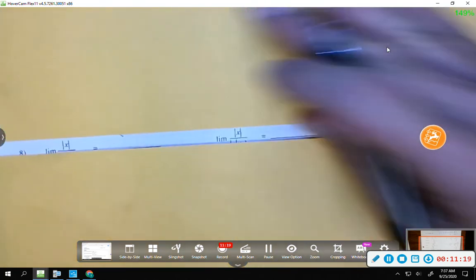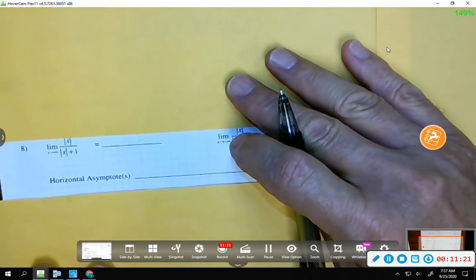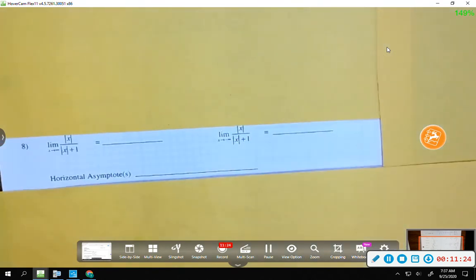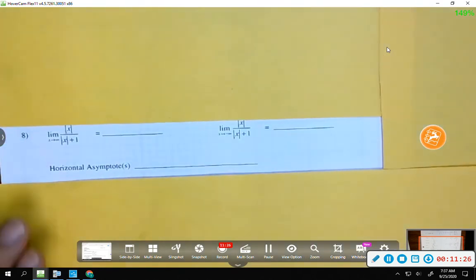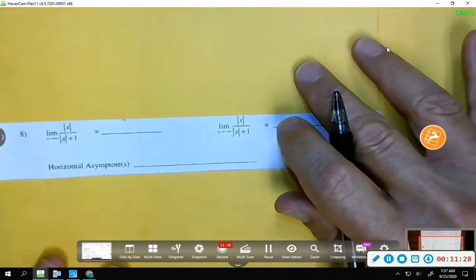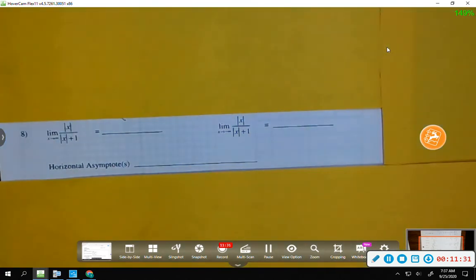Let's take a look at this one. Here's a second one. What's interesting about this particular problem, problem number 8, and again, I wish I had spaced it out a little bit more on the worksheet, but here it is.